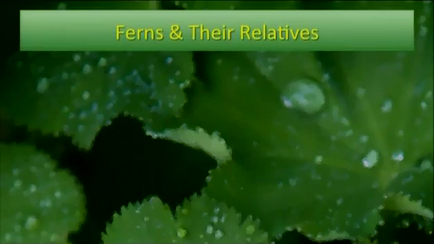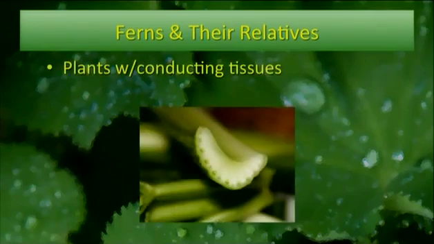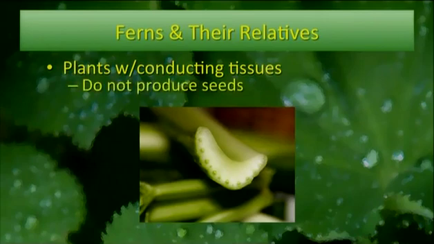Now ferns and their allies. These are plants that have conducting tissues. Here's a look at celery, which is a flowering plant. It's not actually a fern or relative, but you can see the vascular bundles. They do not produce seeds. Ferns and their relatives reproduce through spores.